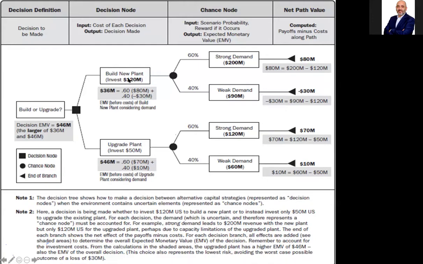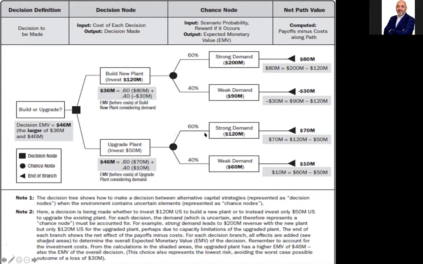If we build a new plant, we have a 60% chance of strong demand. If we upgrade the plant, we also have a 60% chance of strong demand. But they have different capacities. Upgrading the plant will give me only $120 million return. But building a new plant will give me $200 million return on that investment. In the case of weak demand, which I have a 40% chance of, the new plant will give me 90 million instead of 200 million, and weak demand on the upgrade will give me 60 million instead of 120.